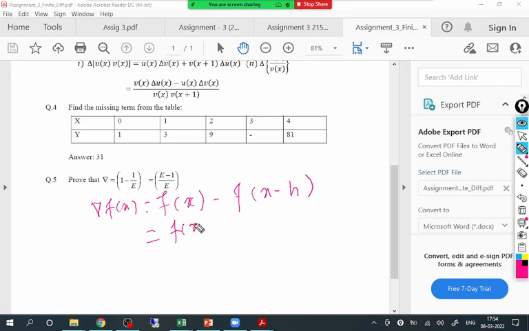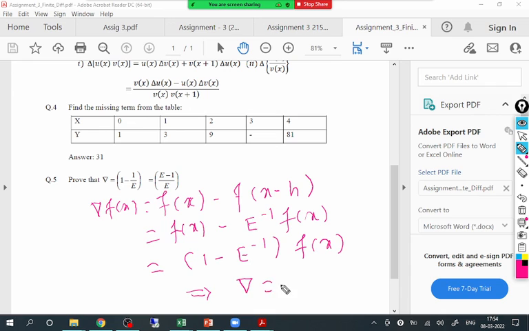What is f of x minus h? Quick. What is the value of f of x minus h with respect to E, the shift operator? E raised to minus 1 fx. Correct. And that's one. So it's 1 minus e raised to minus 1 of fx. So both are del fx equal to this of fx. So this implies the operators should be equal: del equals 1 minus e raised to minus 1. And that's the required proof.